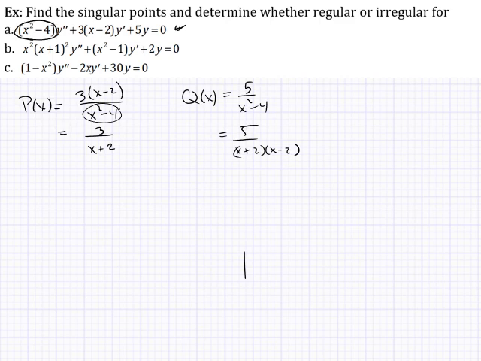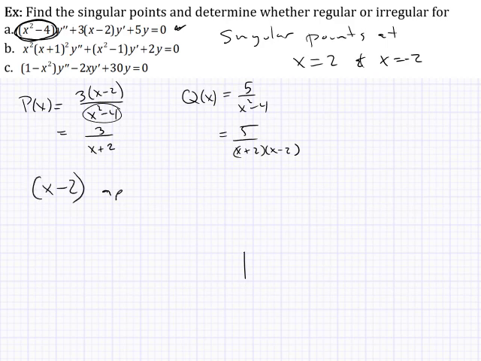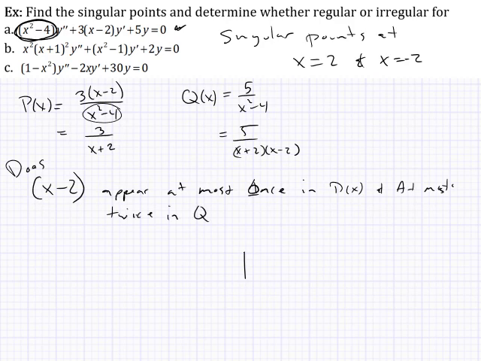Now, when the leading coefficient, this a sub 2 here, is equal to 0, we have singular points. So we have singular points at x equals 2 and x equals negative 2. Now the question is, are they regular or irregular singular points? Well, does x minus 2 appear at most once in p of x and at most twice in q of x?